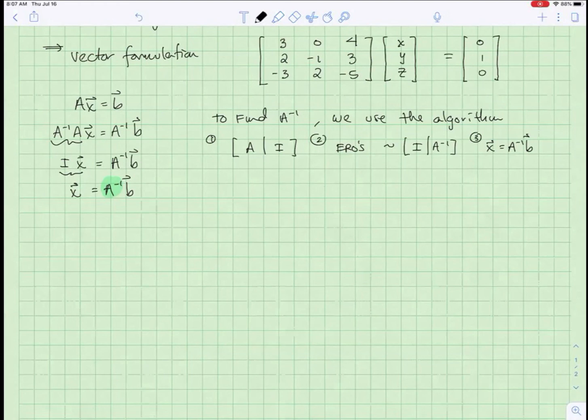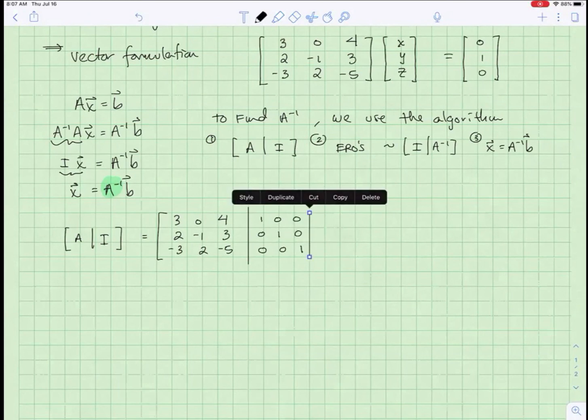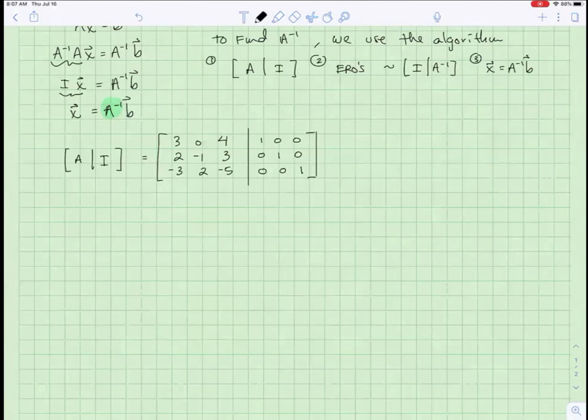So A I here will be the coefficient matrix, 3, 0, 4, 2, -1, 3, -3, 2, -5, with the identity matrix 1, 0, 0, 0, 1, 0, 0, 0, 1 on the other side of that double wide matrix. So there's our A I, and now we're going to do some elementary row operations.